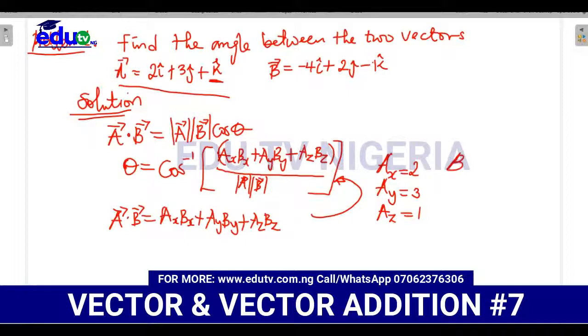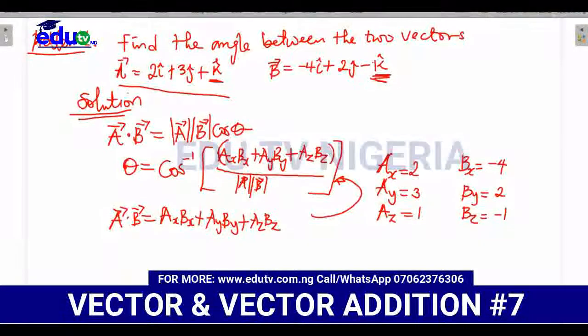Sorry, B. The x component of vector B is minus 4, by is 2, and bz is minus 1. The coefficient of this unit vector is minus 1. So let's move ahead and continue.